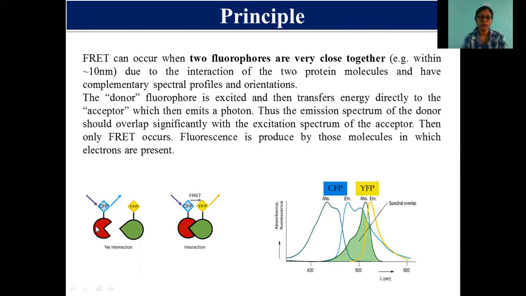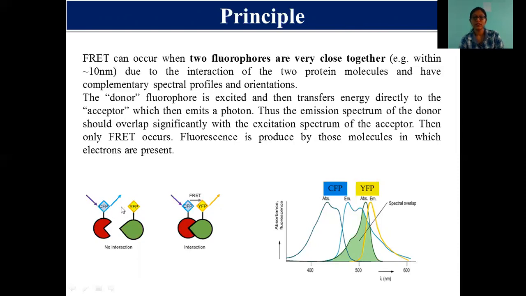Here are two proteins, for example protein X and protein Y, which are labeled with two different fluorescent molecules. One protein, protein X, is labeled with CFP. Generally, two fluorescent molecules are used to study FRET between two protein molecules. The first one is the cyan fluorescent protein and the other one is YFP, the yellow fluorescent protein. These two fluorescent molecules are variants of green fluorescent protein. This is of cyan color, this is of yellow color.